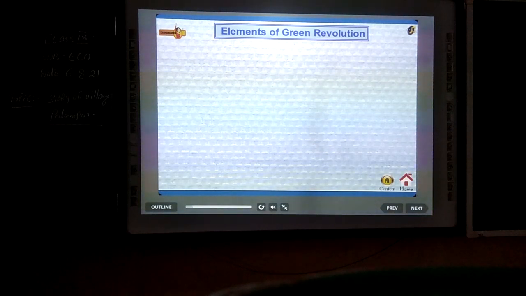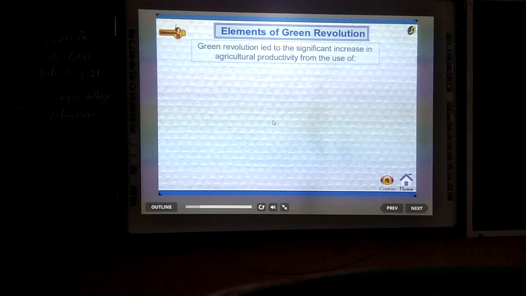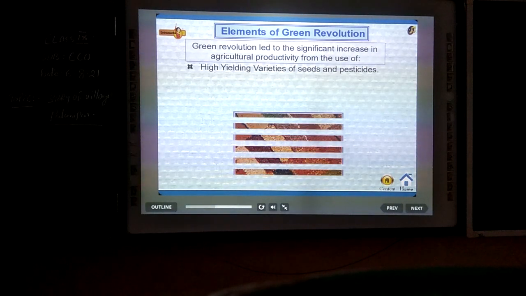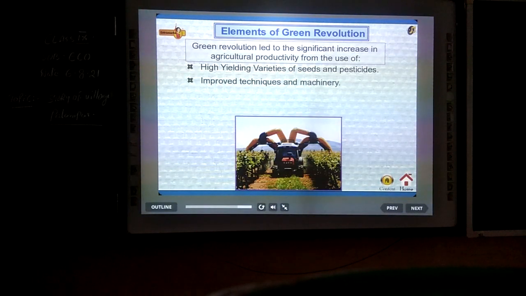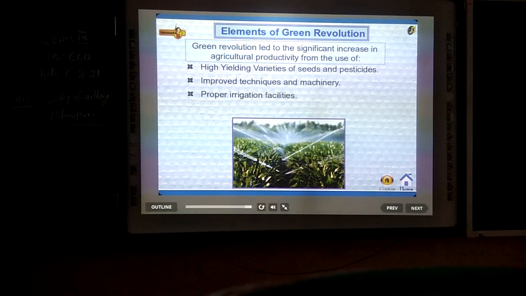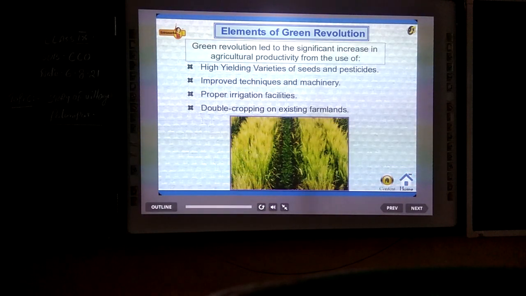There are various elements of Green Revolution which have resulted in a significant increase in agricultural productivity. That is, use of high-yielding varieties of seeds and pesticides, improved techniques and machinery, proper irrigation facilities, double cropping on existing farmlands, etc.